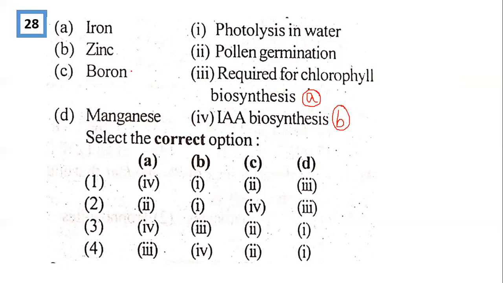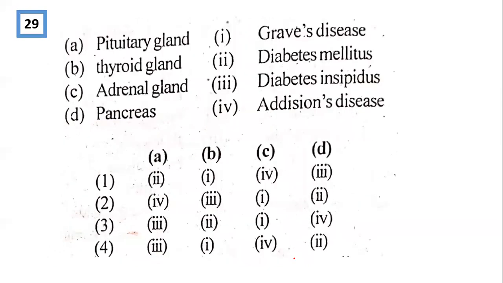Boron, in your class 12th experiment for pollen tube formation, you might have studied, right? Boron solution will be added. So this is with C, and manganese will be matching with option number 1, photolysis of water. So the correct answer for this question is option number 4. So iron is required for chlorophyll biosynthesis, zinc is used for IAA synthesis, boron is required for pollen germination, and manganese is required for the photolysis of water. Again, a tricky question.